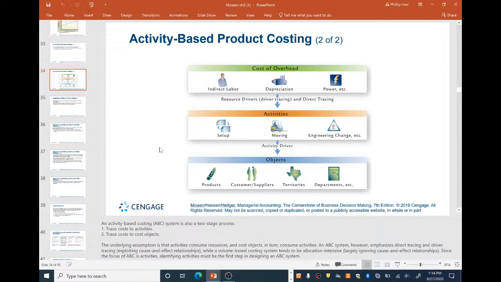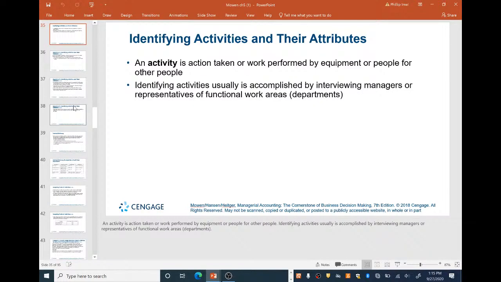Okay, so we can see here the direct flow, the cost of the overhead being the indirect labor, the depreciation, the power, and so on and so forth. These have the driver tracing to the actual activity for the end result, which is ultimately the customer.